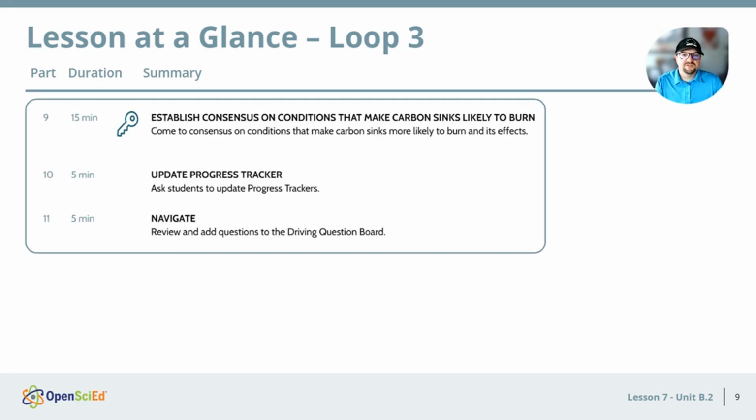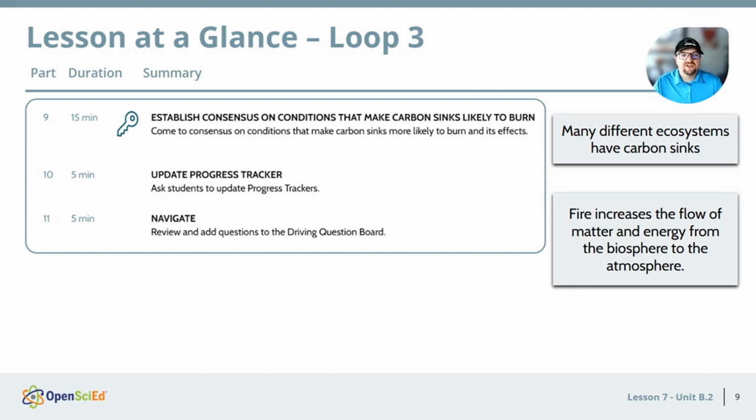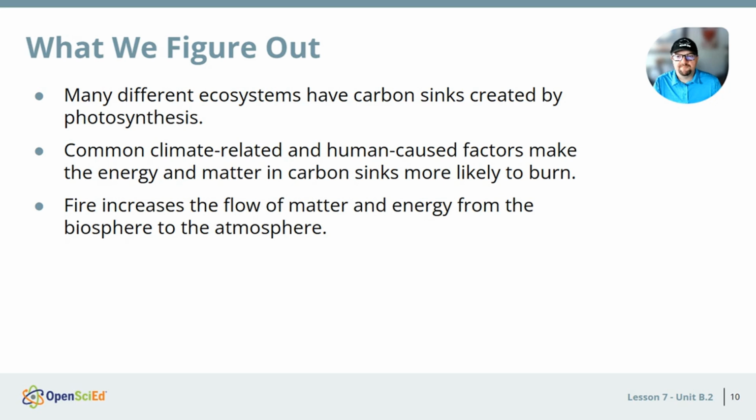In the third loop, students are doing a collaborative scientist circle to build a unified consensus list of fire conditions. They figure out that factors like drought, rising temperatures, and fire suppression act as common drivers that shift matter and energy directly from the biosphere to the atmosphere. This prompts them to wonder about the broader global consequences of releasing all this carbon dioxide.